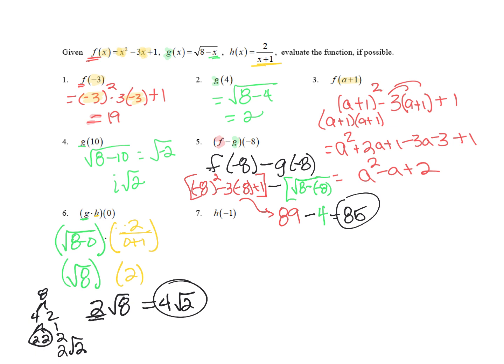And then lastly, I have h of negative 1. Well, that means I'm going to do 2 over negative 1 plus 1, which gives me 2 over 0, and that is an issue. So that particular thing is not defined. It does not exist, or you can say that undefined would be your answer.